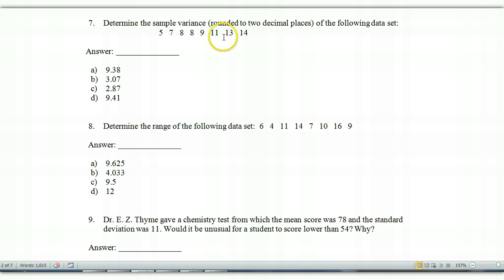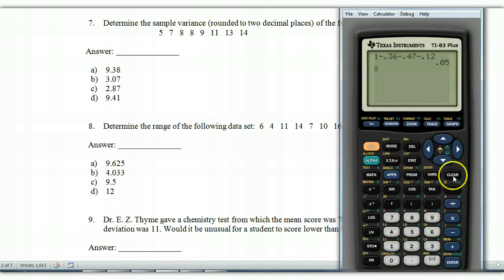Sample variance. So when I see a data set, I'm going to throw that into my editor, and once I have it in there, stat, scroll over to one variable stats. Now, remember, variance is not on here anywhere. The only thing that's on here is the mean. There's sample standard deviation, and that's population standard deviation. So this 3.067, to two places 3.07, is not the variance, it's the standard deviation.